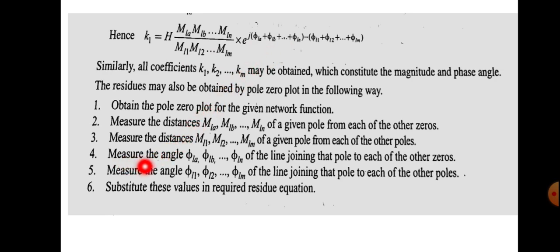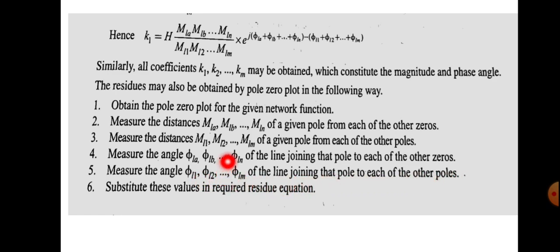So in the fourth step we have to measure the angles phi_LA, phi_LB etc. up to phi_LN of the lines joining the pole to each of the zeros. So these terms phi_LA, phi_LB and phi_LN represent the phase angles of the lines joining the pole to each of the zeros. Similarly, there are phi_L1, phi_L2, phi_LM. What are these representing? They are the phase angles of the lines joining the pole to each of the other poles.